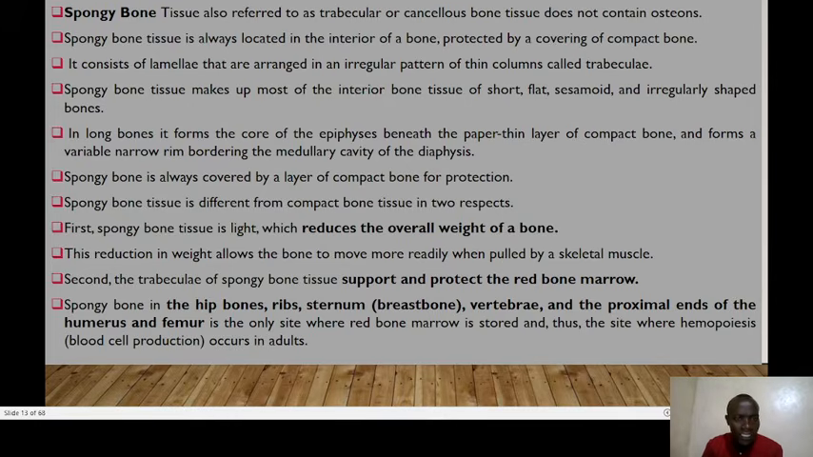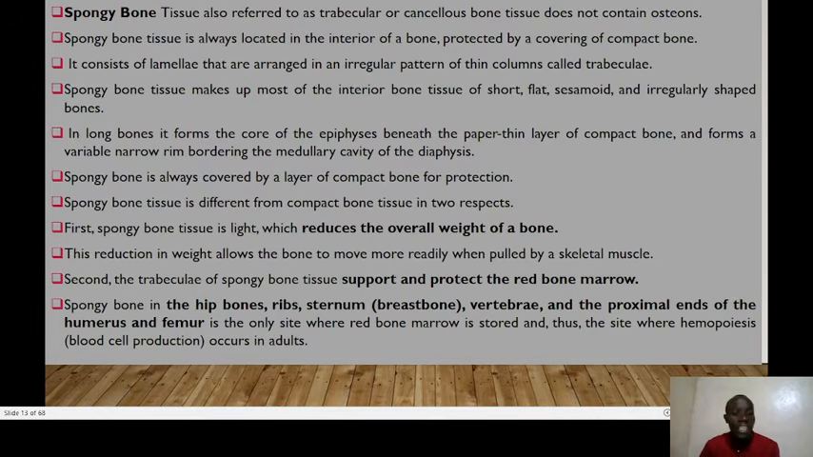Spongy bone tissue is different from compact in two respects. First, the spongy bone tissue is light, which reduces the overall weight of a bone, and this reduction in weight allows the bone to move more steadily when pulled by a skeletal muscle. Secondly, the trabeculae of a spongy bone support and protect the red bone marrow.